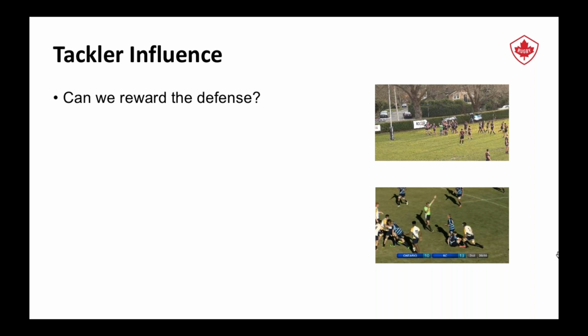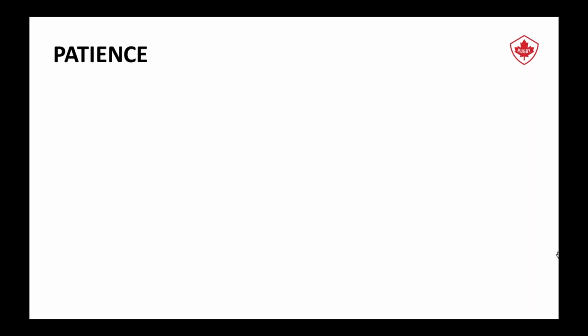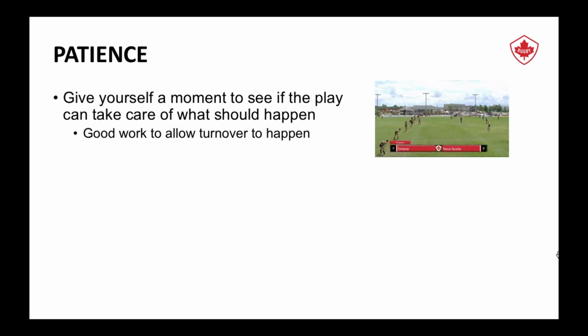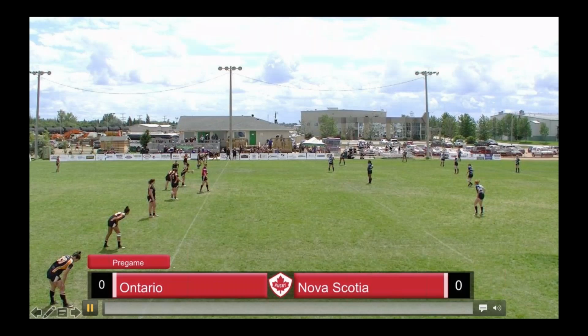So these are the types of situations we're going to take a closer look at, and we're going to look at what are the situations that allow us to manage versus play on versus obviously having to penalize. So we get into what I'd like to call patience, right? So how patient do we want to be is what we'll take a look at. But at the end of the day, allowing ourselves the time to see the play happen and see if it can take care of what should be the outcome that we're looking for. So in these examples, we have some really good patience shown by the referees to allow these turnovers to happen.